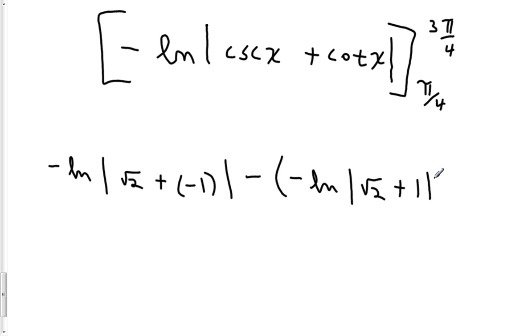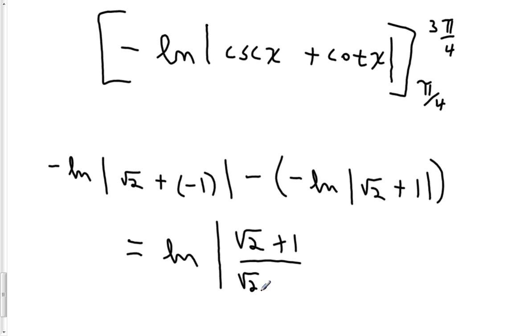So we get this expression, and this is actually equal to the natural log of the absolute value of the square root of 2 plus 1 over the square root of 2 minus 1. And that would be the arc length of the function.